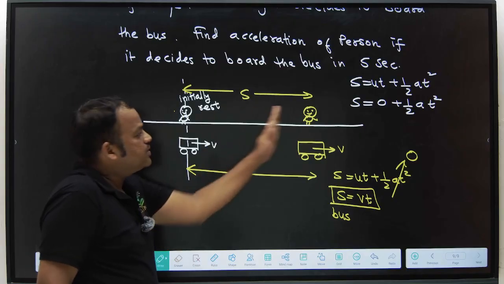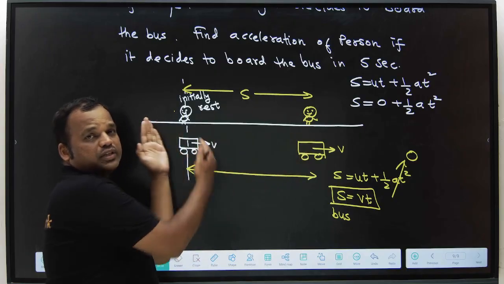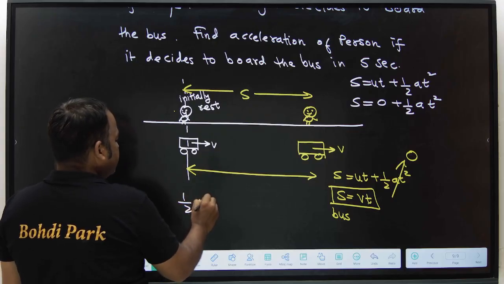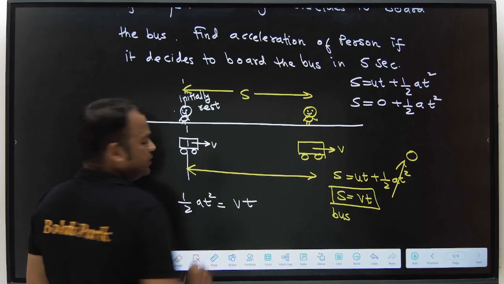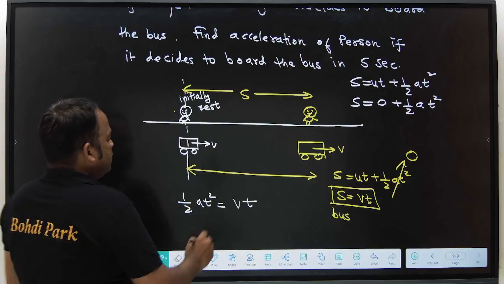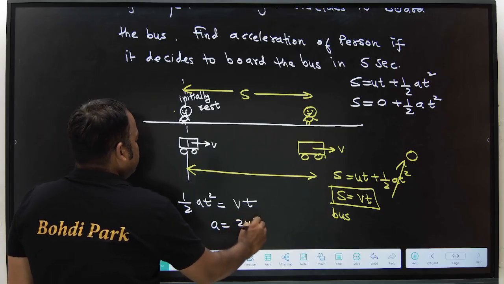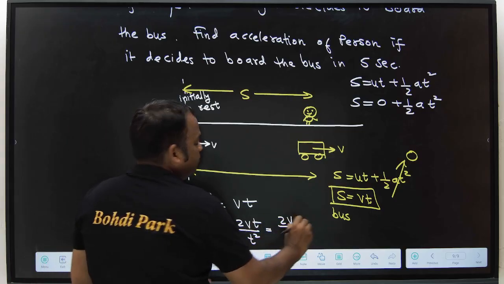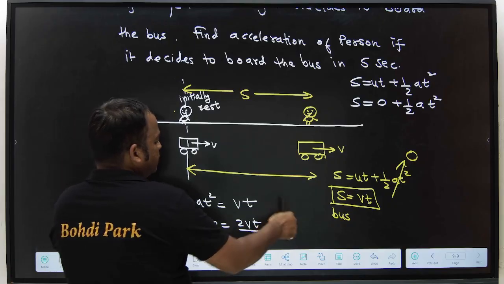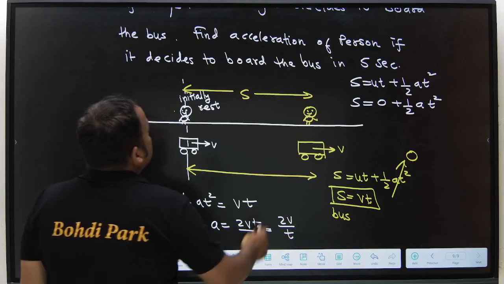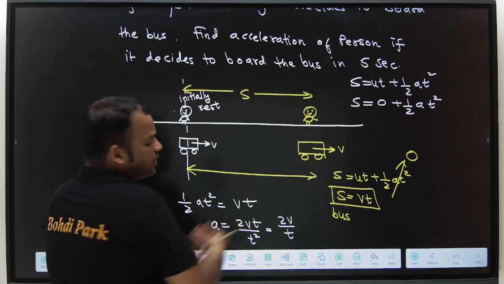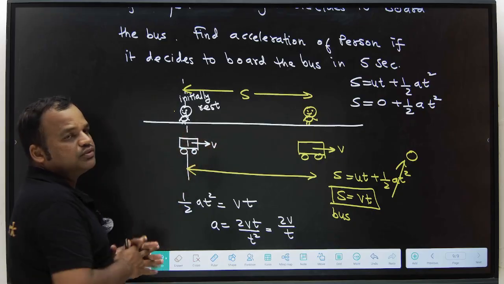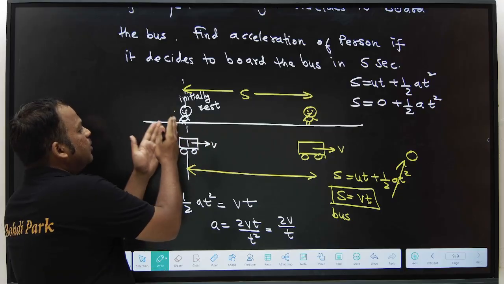The displacement of the passenger and the displacement of the bus are both equal. So we will say half a t square is equal to vt. So the acceleration of the passenger will be given as 2vt by t square. One t is cancelled, so this will be 2v by t. So acceleration is equal to 2v by t. We can consider it as a direct formula or the shortcut method to solve this type of situation, where a person wants to board a bus.